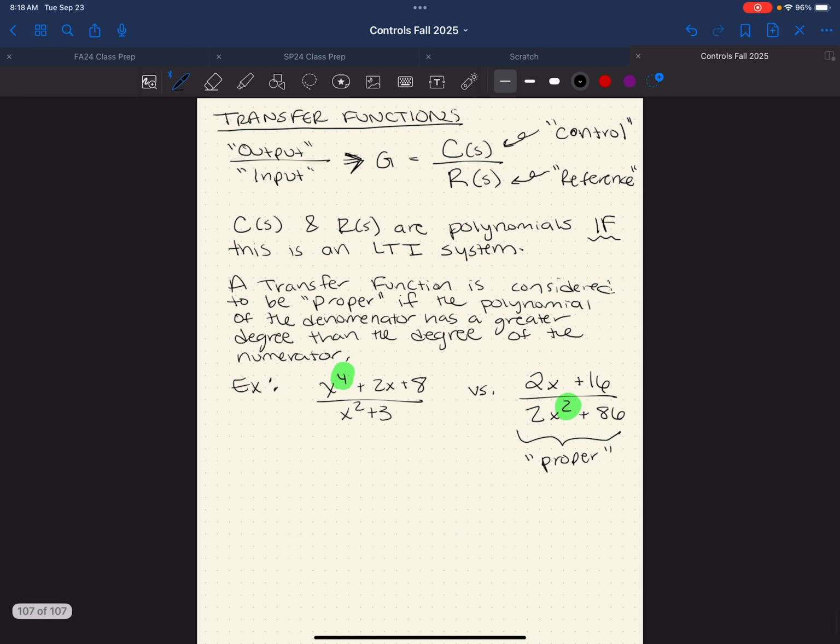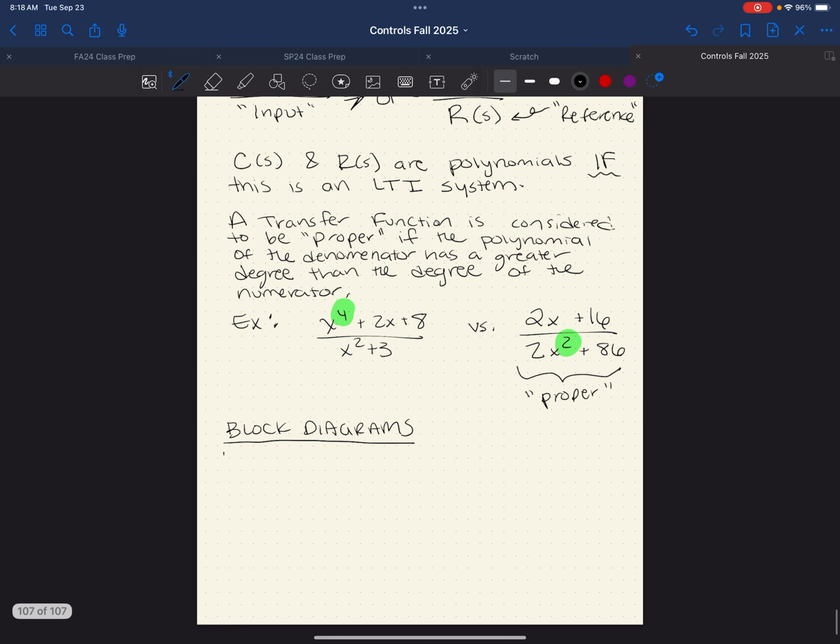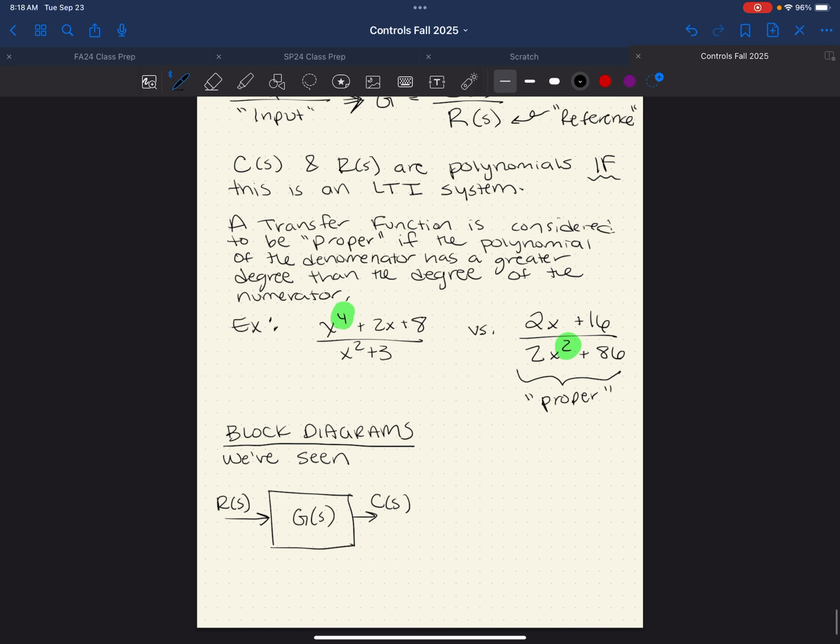Okay, let's look a little bit more at block diagrams. We've seen two very simple block diagrams before. We've seen an open loop block diagram where we have just an R of s, or a reference, that comes into a system block and gives our output control signal C of s, and we've got some transfer function in the middle, and we call this open loop.